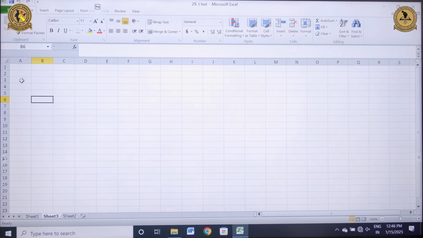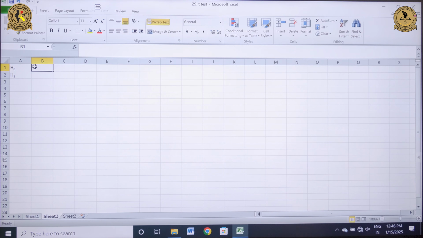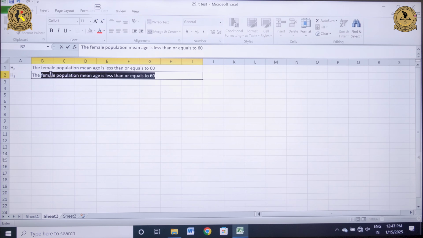So let's begin. First and foremost, I need to create my null hypothesis as well as the alternate hypothesis. The null hypothesis is that the female population mean age is less than or equal to 60. The alternate hypothesis is that the female population mean age is greater than 60.